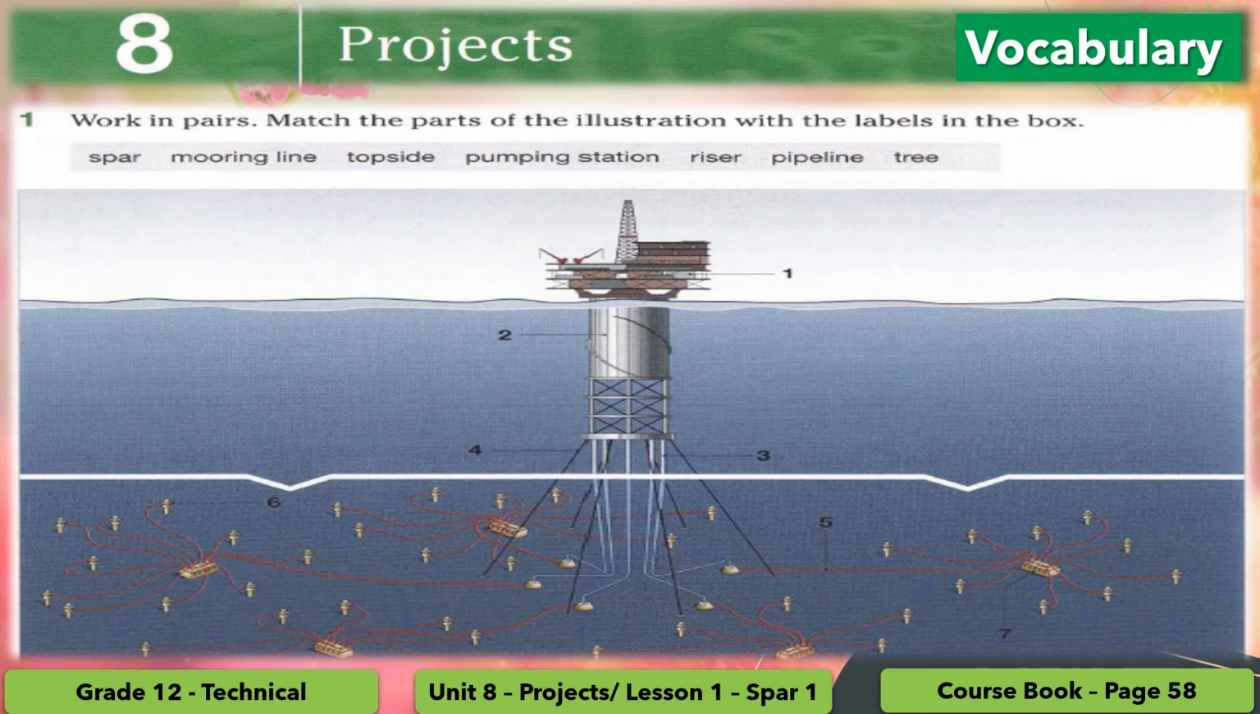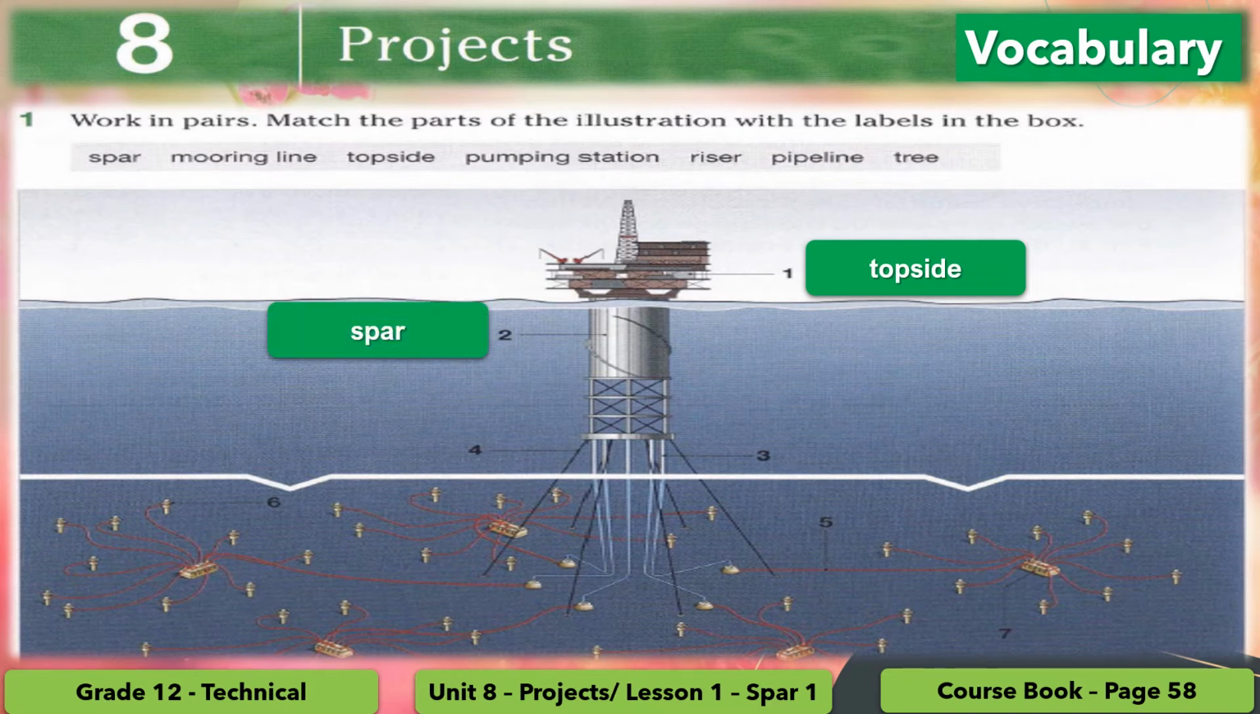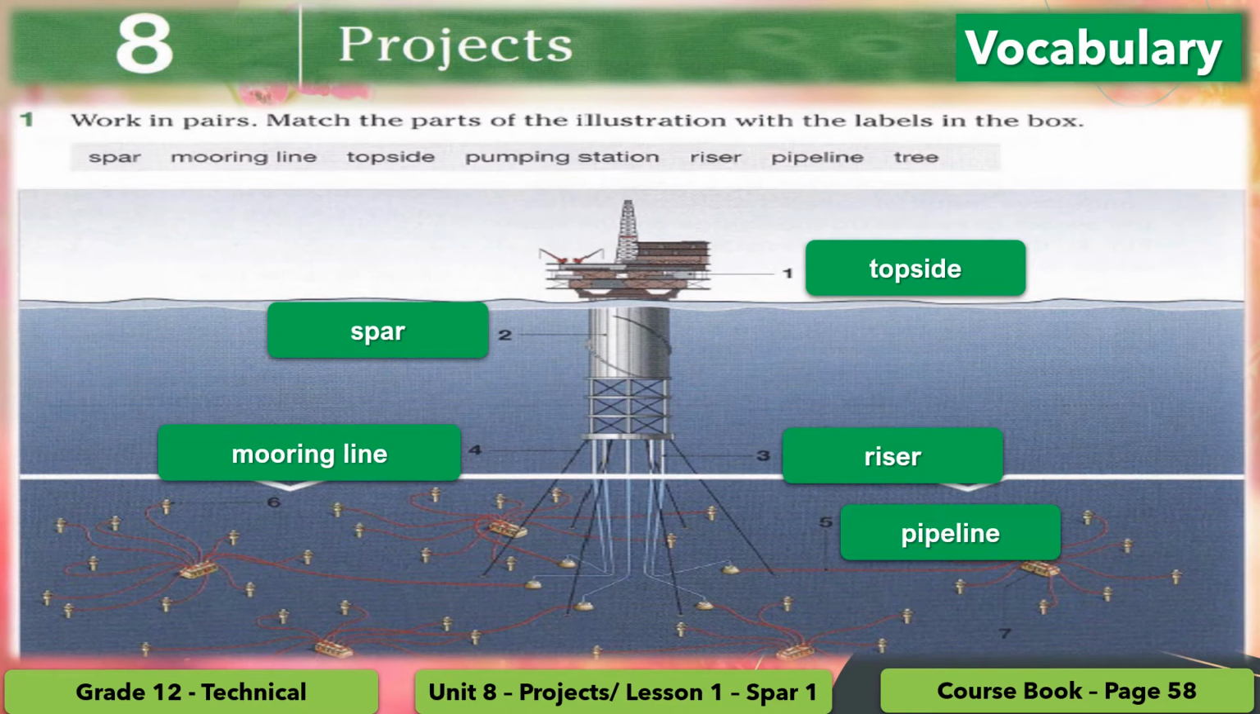Now let's have a look at the answers. Number 1 is called topside. Number 2 is the spar. Number 3 is called the riser. Number 4 is the mooring line. Number 5, this is called the pipeline. Number 6 is the tree. And the last one, number 7, is the pumping station. Well done.